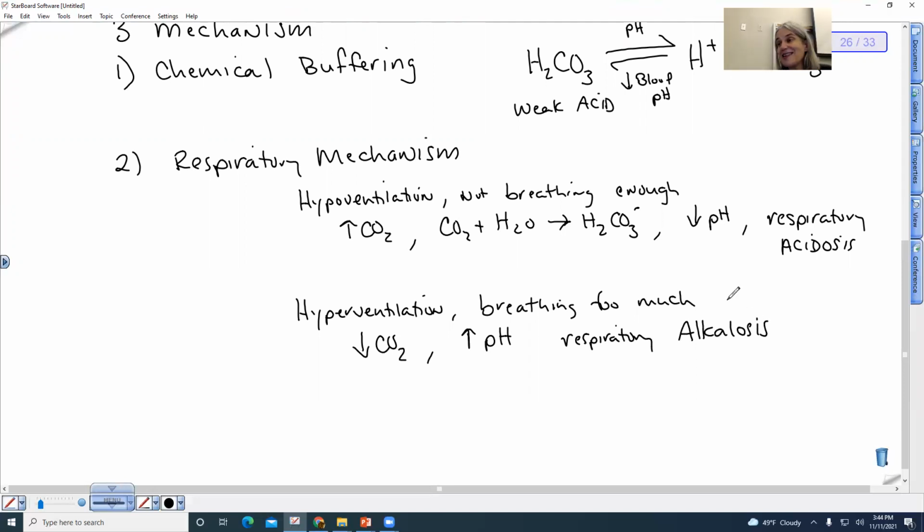So the respiratory mechanism has to do with changing your breathing pattern so that you either retain CO2 or you get rid of CO2. So you change your breathing to regulate your blood pH.